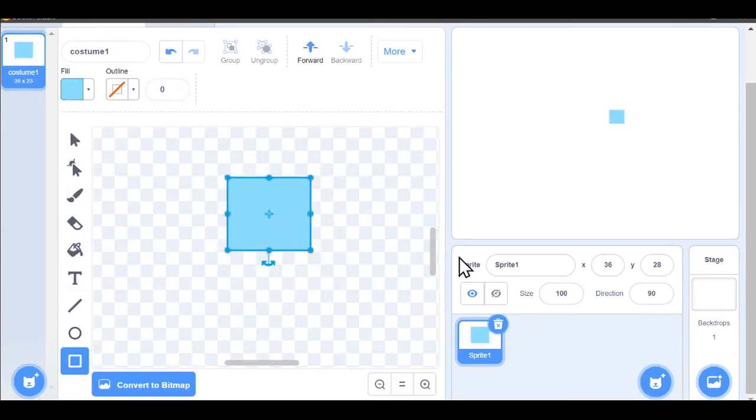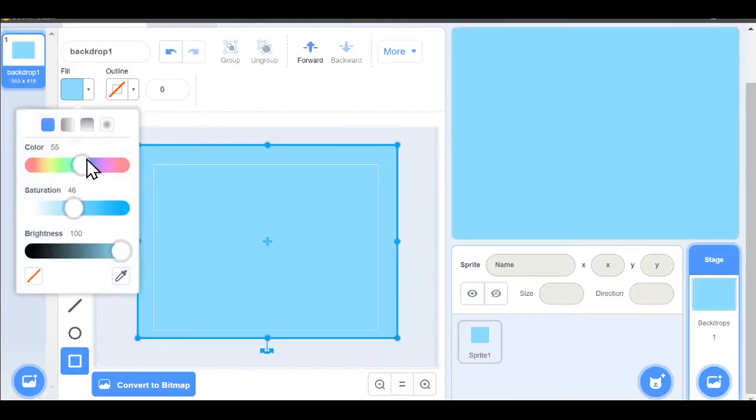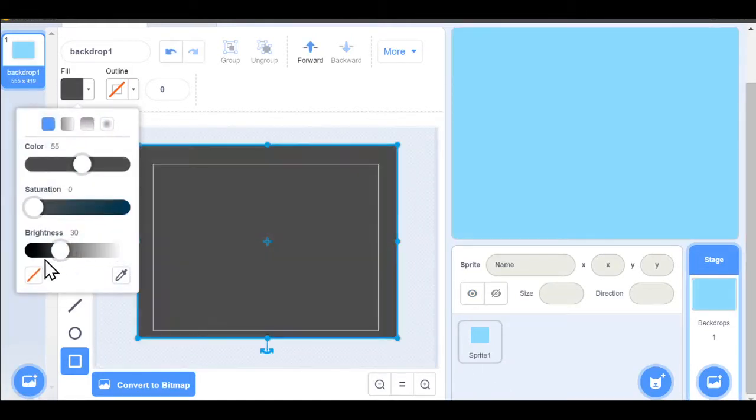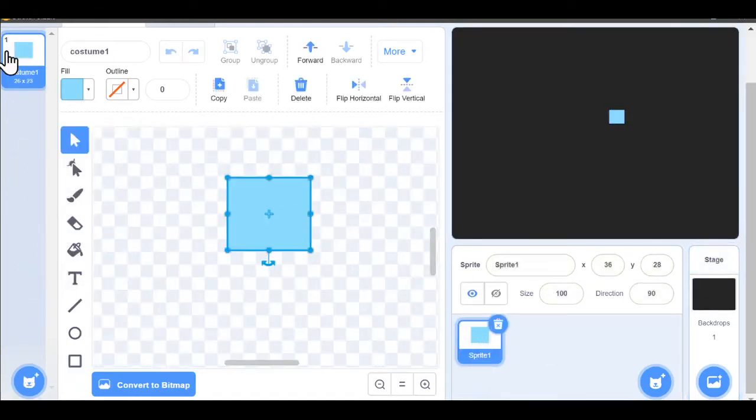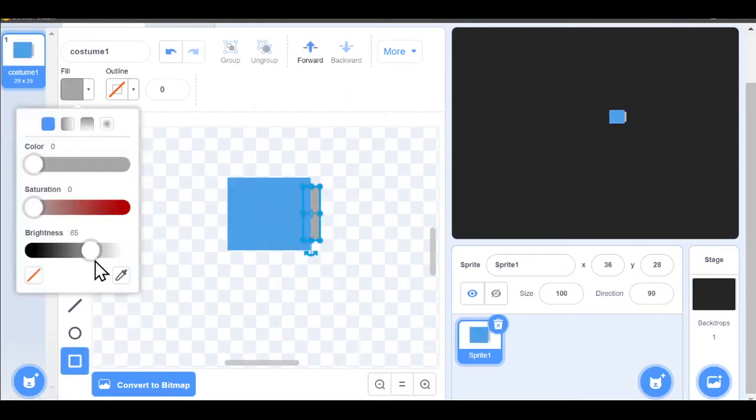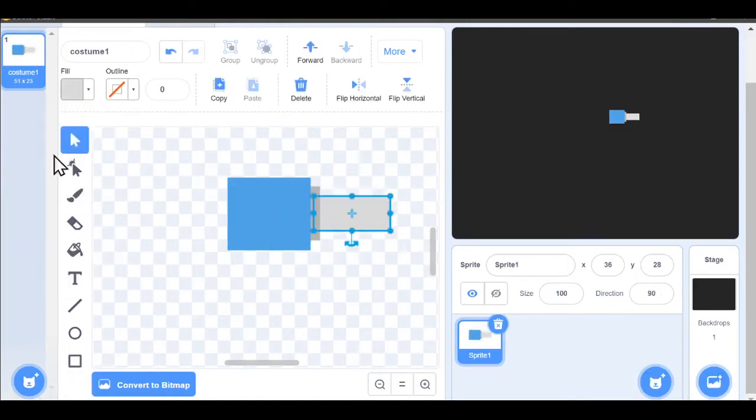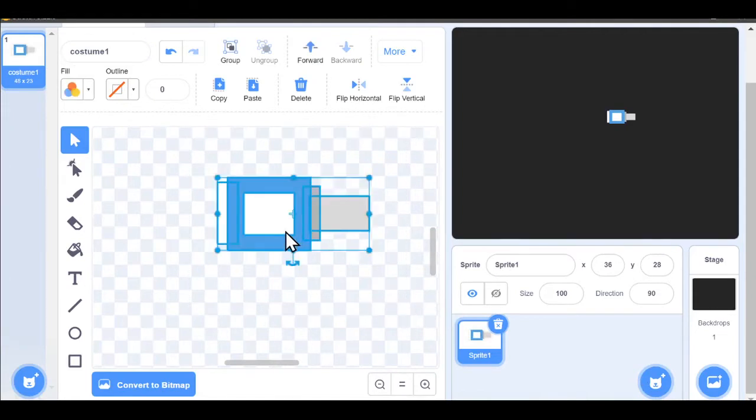Okay, there's the square. My player's square. To make it more visible, let's do the background gray. I don't know about that, but it looks good. A bit darker blue. Does it look horrible? I hope not, because we'll be moving to the next.